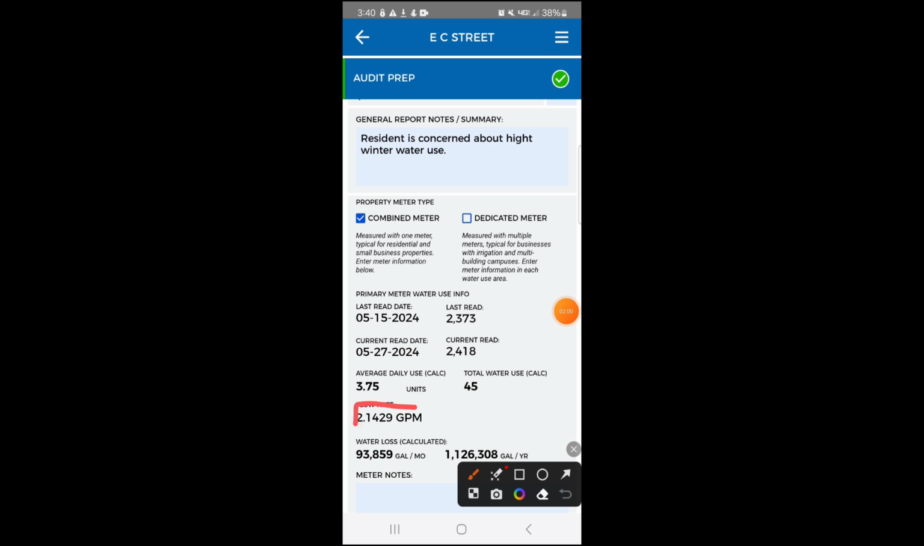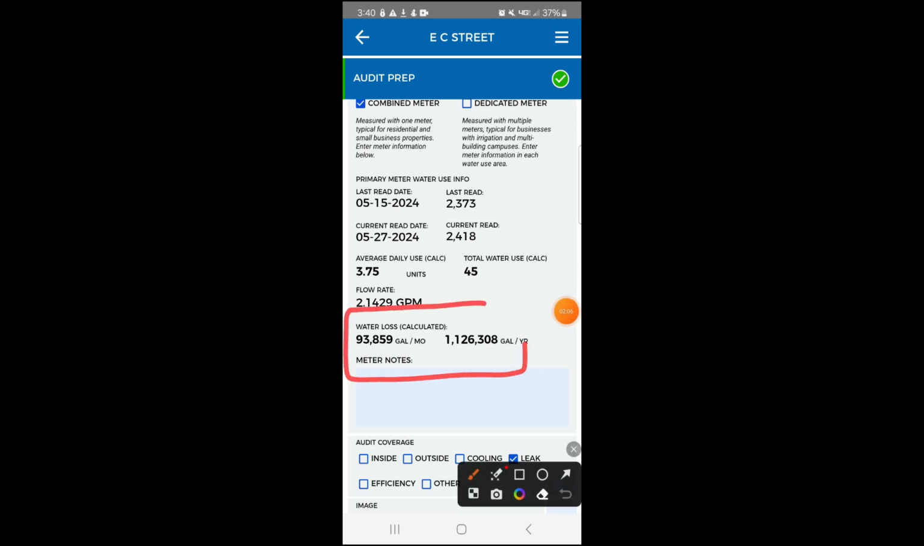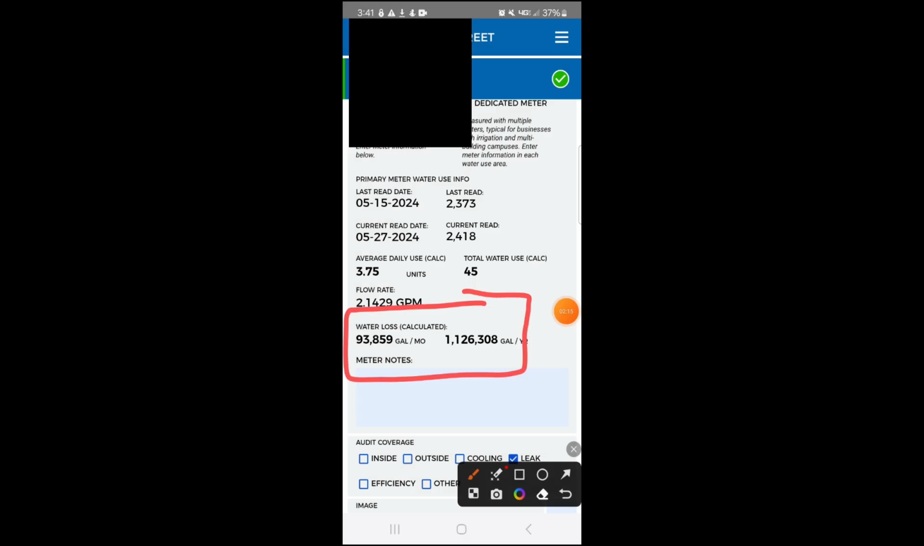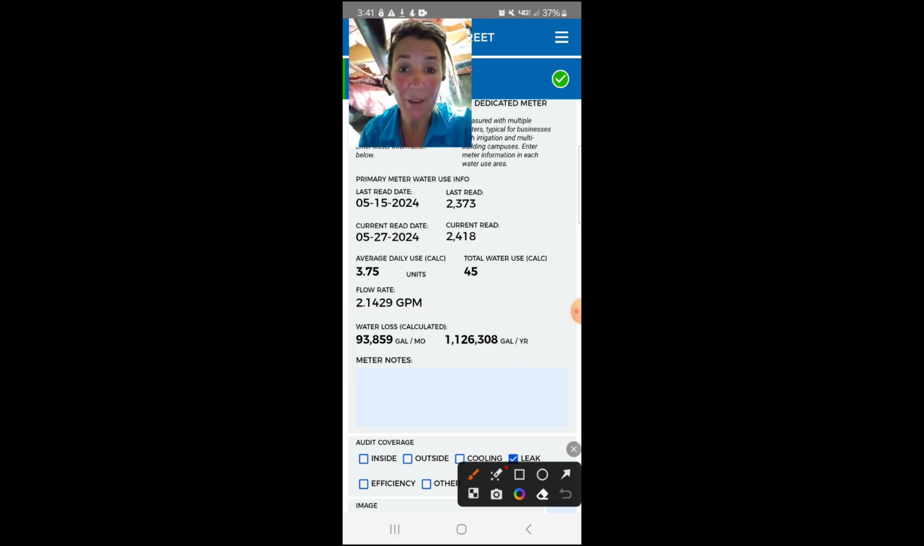And what we can see right here, it captured our flow rate, but it also looked up our monthly water loss and our annual, if that leak kept going. So we can see 93,000 gallons. So that tells me that probably is what we're looking for, but it's getting worse since over the summer, which makes sense. Leaks usually do.